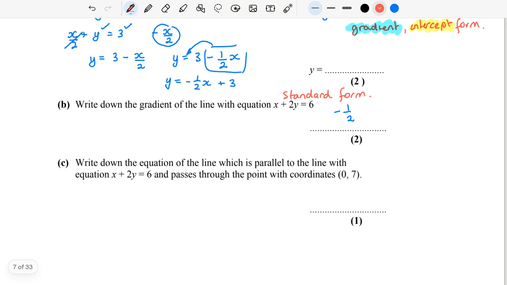What people do is they go, oh, the gradient is just the number in front of the x. They don't really understand properly. So they would write down the gradient is 1. But we know the gradient is actually negative 1 over 2. So that's a very common mistake. 1 is not the gradient of the line. If it's in standard form, you need to do some working out. You can't just write the gradient. You have to show the second part of our working out.